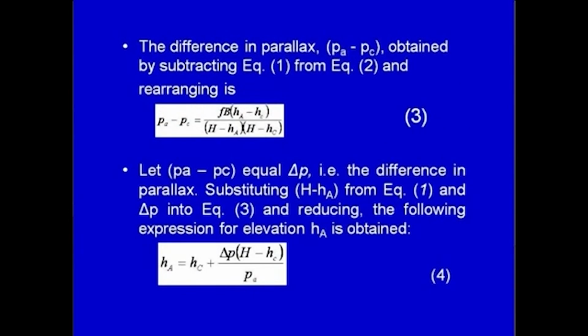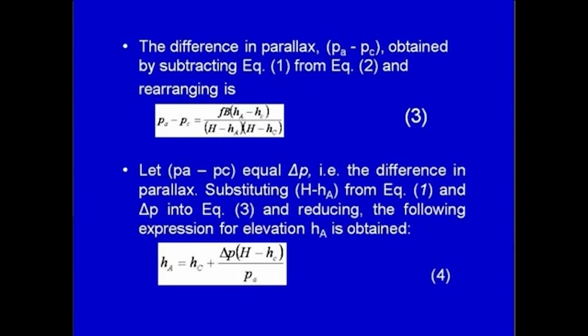Now, the difference in the parallax between the points A and C can be expressed as Pa minus Pc, and can be obtained by subtracting equation 1 from equation 2 and rearranging. This yields that Pa minus Pc is equal to f into B multiplied by (ha minus hc) divided by (H minus ha) multiplied by (H minus hc).